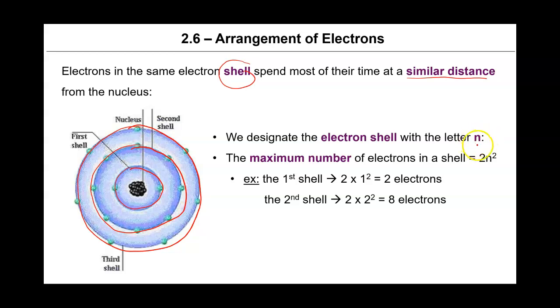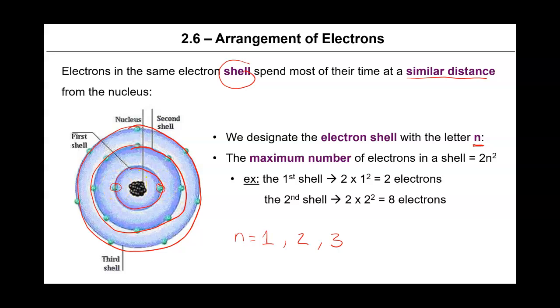Often, people will designate the electron shell with the letter n. So in this particular atom, we would have n equals 1, or n could equal 2, or n could equal 3, because there are 1, 2, 3 layers of electrons. It's kind of obvious, right? Now, you can see that these shells get bigger.